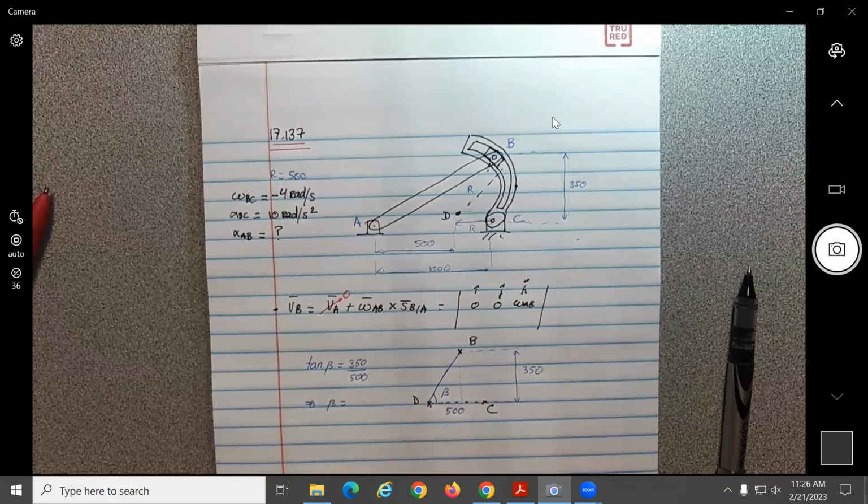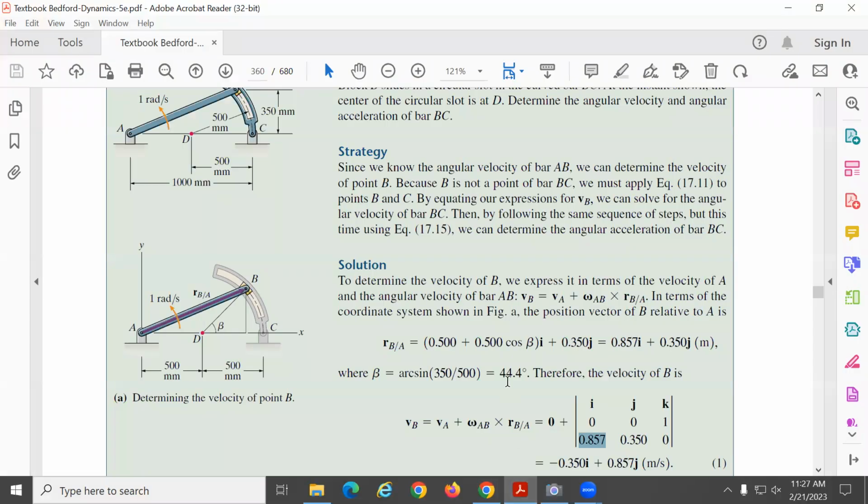I got 35. Inverse and 35? Let's double check and see. I mean, maybe I didn't pay attention. Okay, maybe it's 35. What do you have? Because the distance from D to B isn't exactly... No, they take the sine. So let's see what they take, the sine.